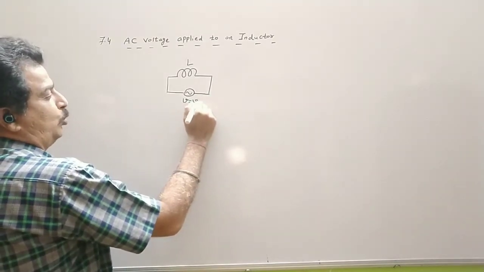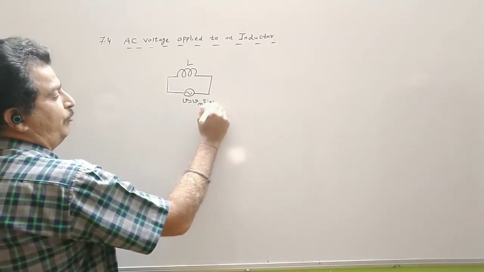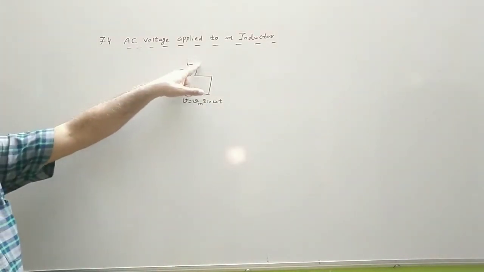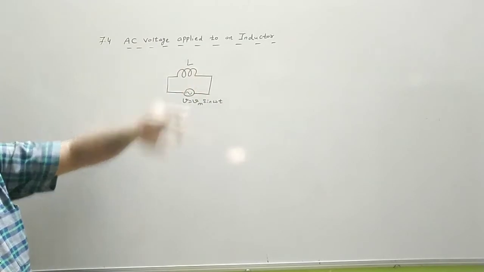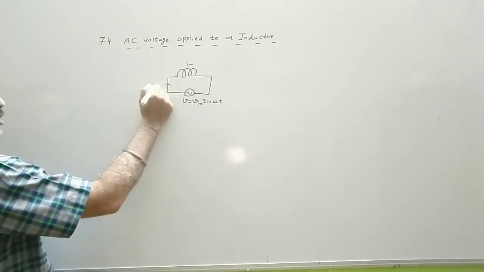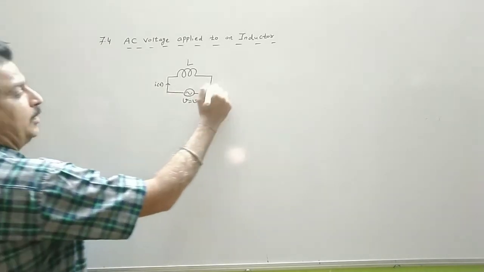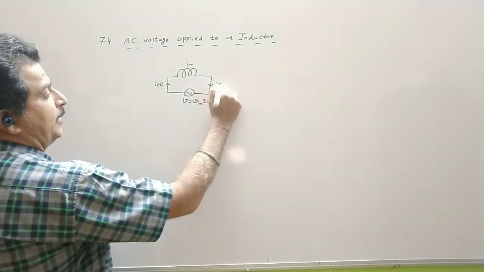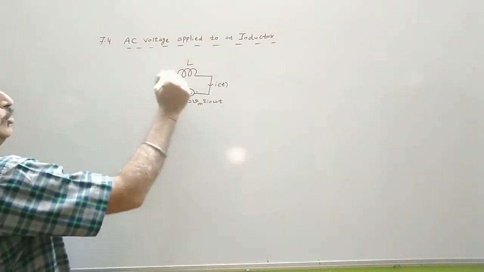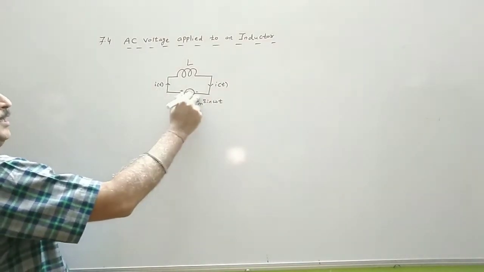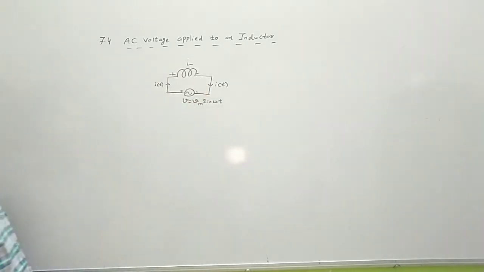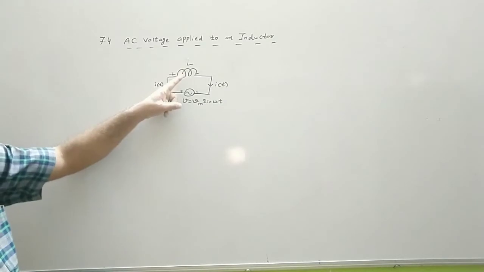V is equal to Vm sine of omega t. We assume that the resistance of an inductor is 0. So let I of t be the current flowing in the circuit at any instant. If at any instant we assume this direction of current, then this is plus polarity and this is minus. This is plus of inductor and this is minus. That is, current is increasing.